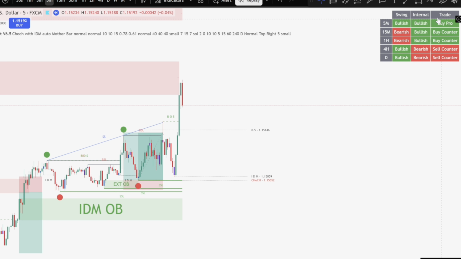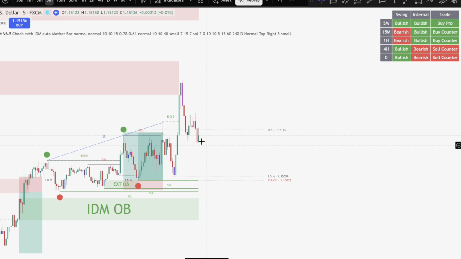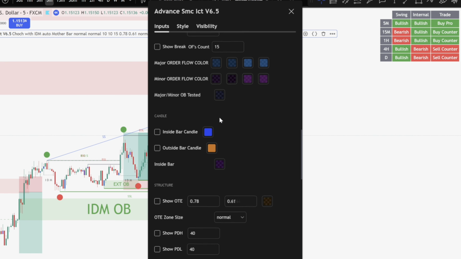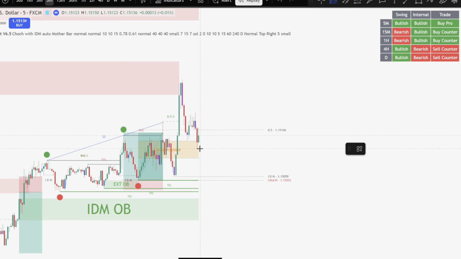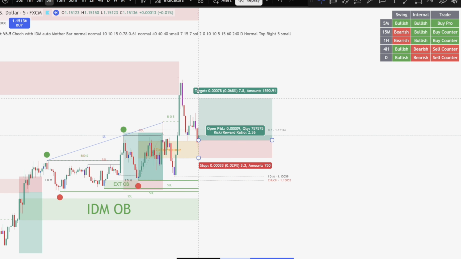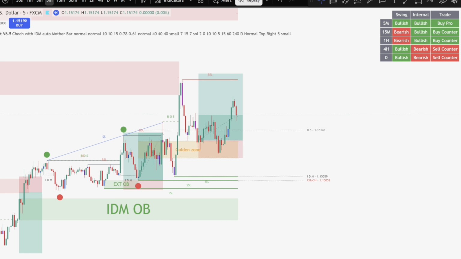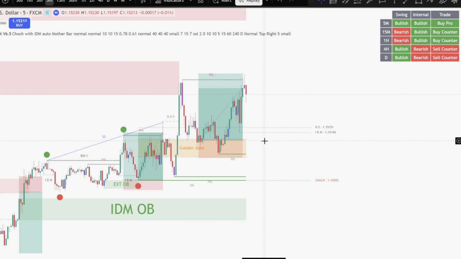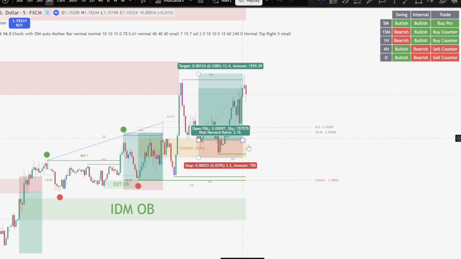Here, the indicator is showing Buy Pro, so we'll completely avoid selling. Since no new zone has formed yet, we'll activate our most powerful feature, the golden zone. Our entry will be from this level. And once again, the market perfectly smashed our target back to back.